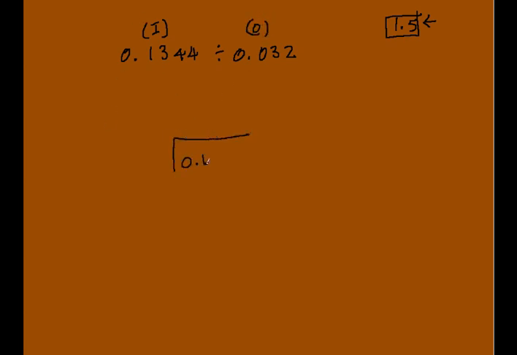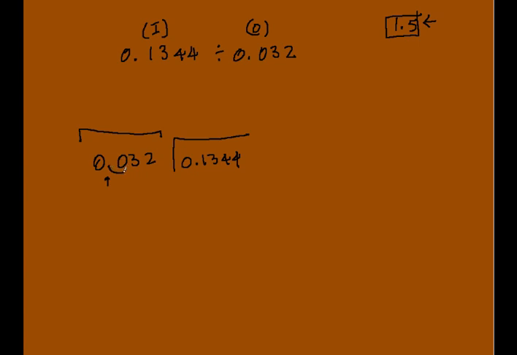Inside we have 0.1344 and outside we have 0.032. Now, here's the critical part. On the outside, you are not allowed to have any decimal number at all. You need to get rid of your decimal numbers. So here's a decimal point. Which way should I move it to get rid of it? To the left or to the right? Technically, it's to the right. But how many times do I need to move it so I can kick the decimal out?